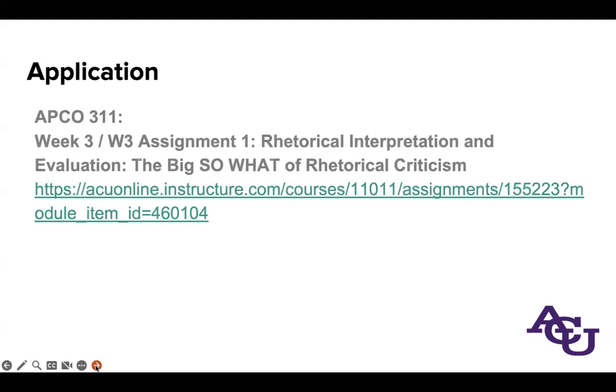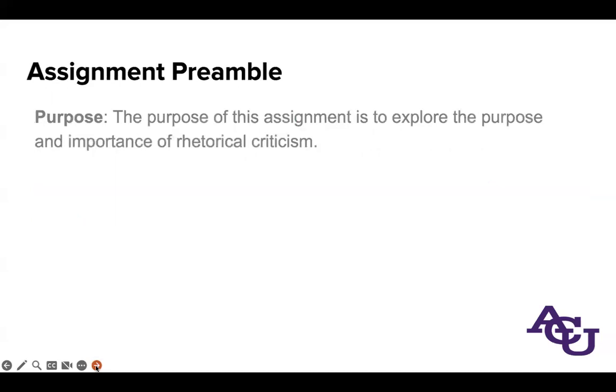Let's look at the preamble, because the preamble is the why of the assignment. It's just very, very basic. The purpose of this assignment is to explore the purpose and importance of rhetorical criticism. You started last week with the 4 rhetors being interviewed about the 2020 inaugural address that President Joseph Biden gave. Not the address itself, but what they were saying as rhetors about the inaugural address.